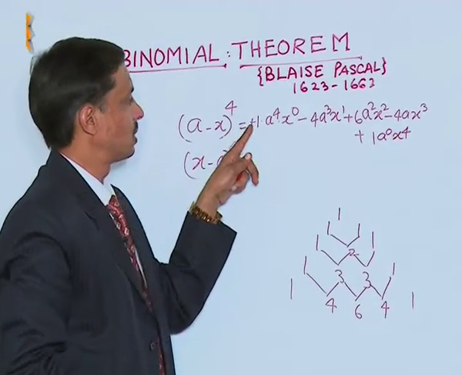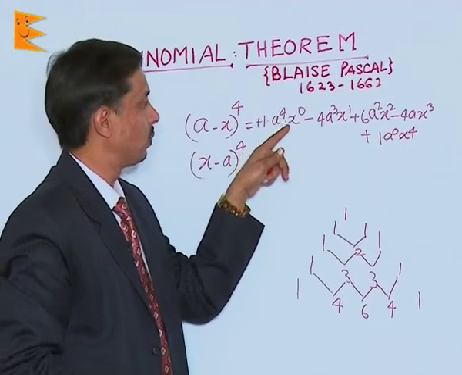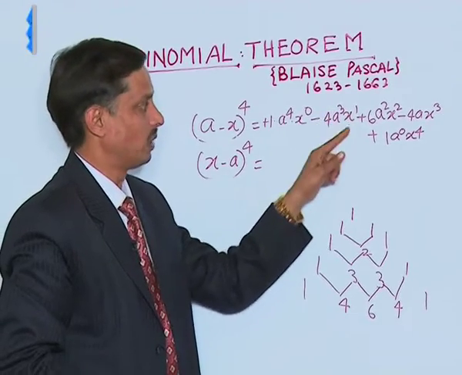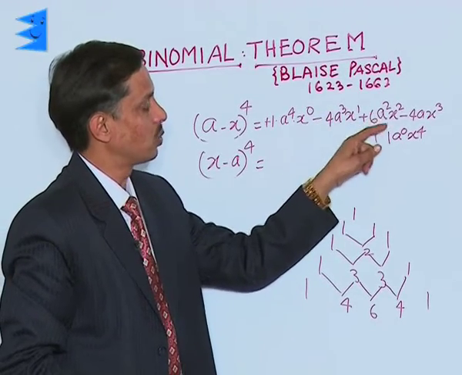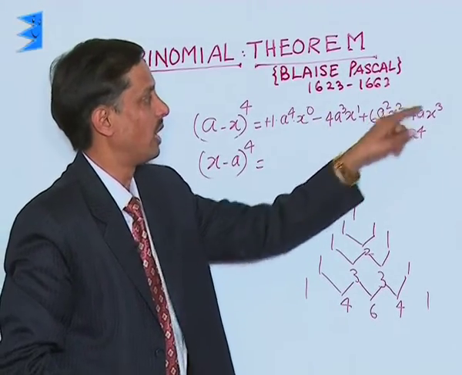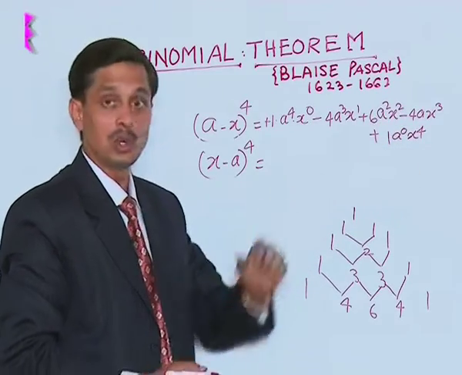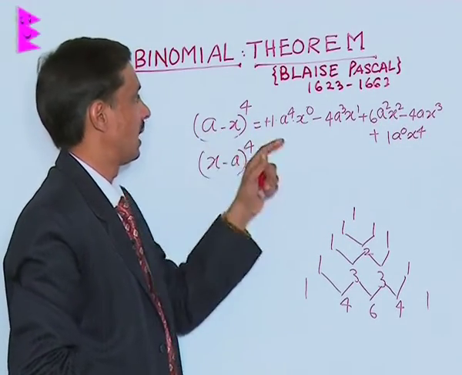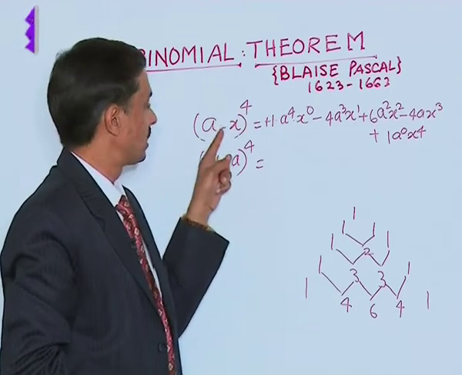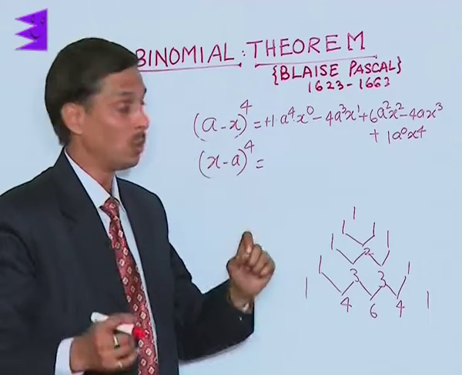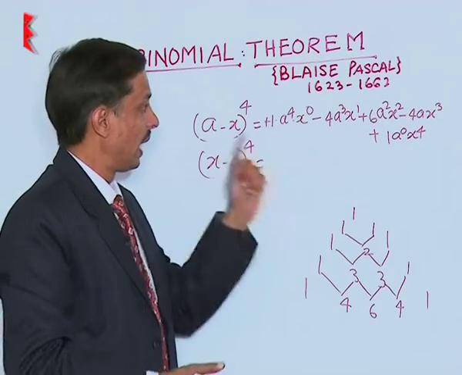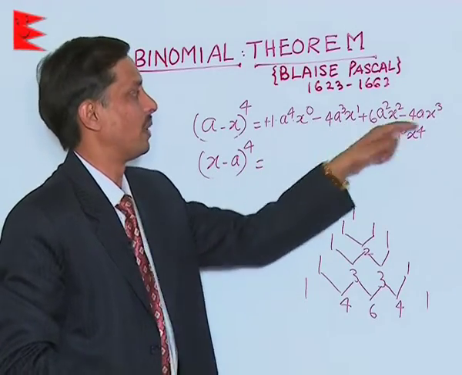So this is the expansion: 1 a^4 x^0 minus 4a cube x^1 plus 6a square x square minus 4a x cube plus 1 a^0 x^4. So it is the expansion of a minus x to the power 4. As the sign is negative, we have to take alternately plus minus plus minus plus. And we have taken x power increasing.